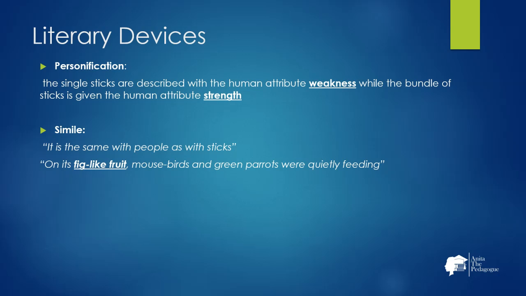Simile. Comparing 2 things using as, like, or than. Our first example is, it is same with people as with sticks. So here we see that people are being compared with sticks. Again, we see our next example. On its fig-like fruits, mouse birds, green parrots were quietly feeding. Here we see the mugumo tree being compared to a fig.